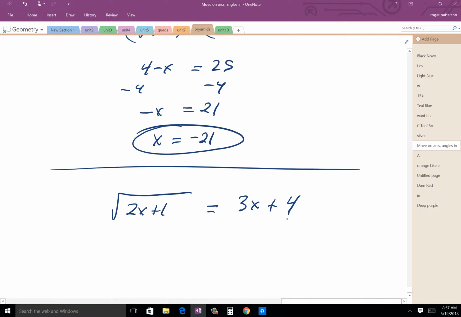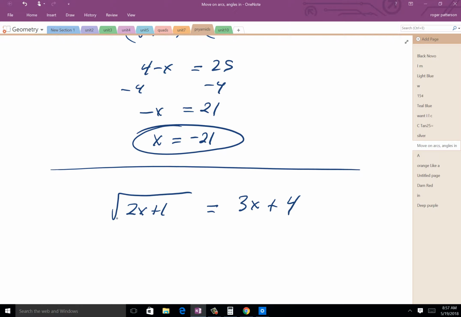Okay, so let's try one like this. Now this is similar to having x's on both sides of an equation, right? So a little bit different. Let's see what happens here. Well, I can't do anything with this because I have nothing out front. I'm ready to go. I mean, I have to square it.